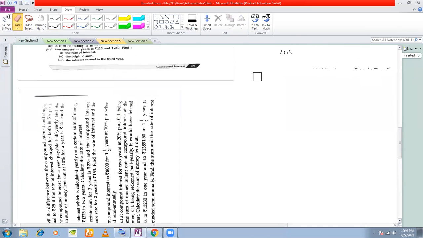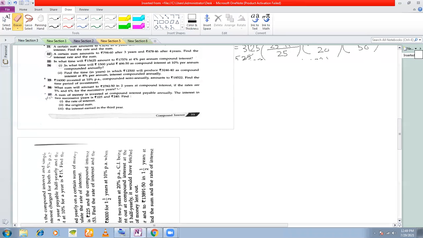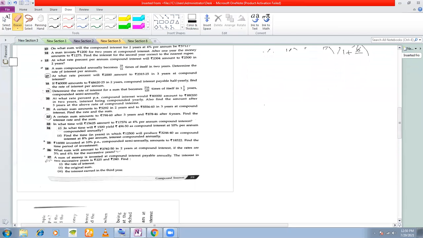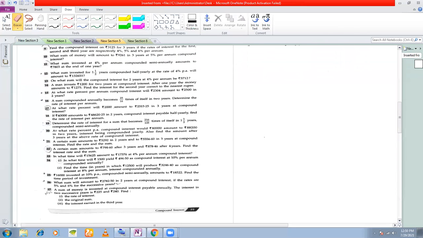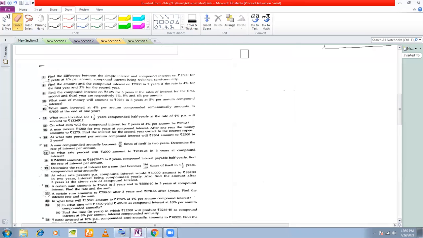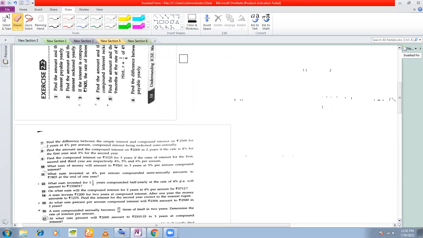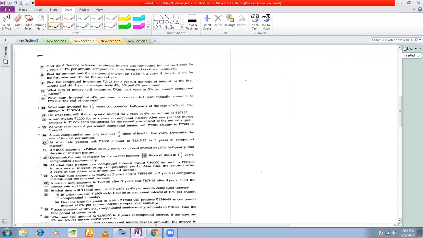Now we move on to some problems from compound interest based on whatever formula I have given you: half yearly, quarterly, different rates for different years. Okay, now the problems that will come across are all mixed. Now look at number 7.